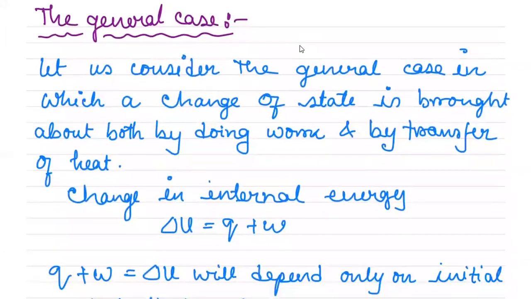Now, in a general case, what happens? Let us consider a general case in which a change of state is brought about both by work done and transfer of heat. That means the change of state takes place at the same time by work done or by transfer of heat.